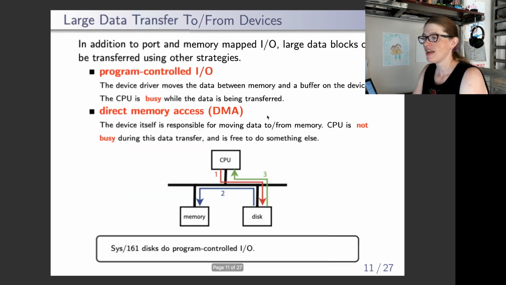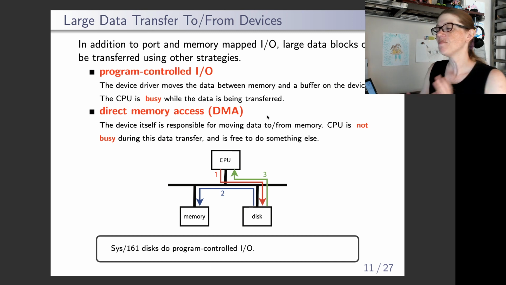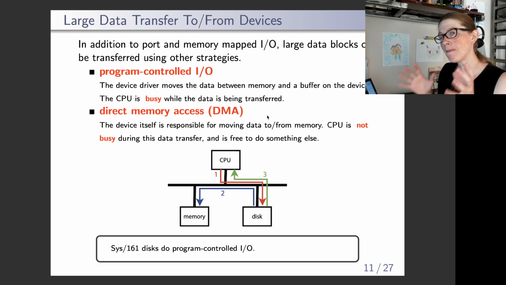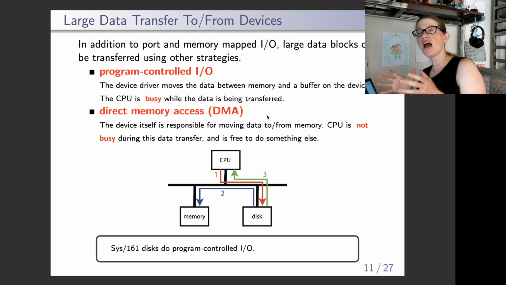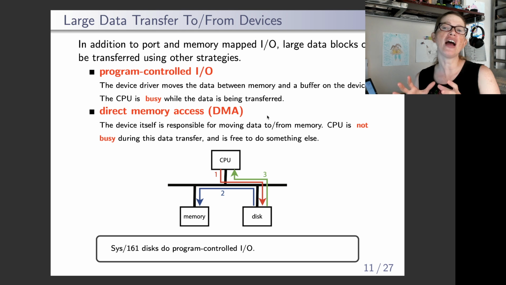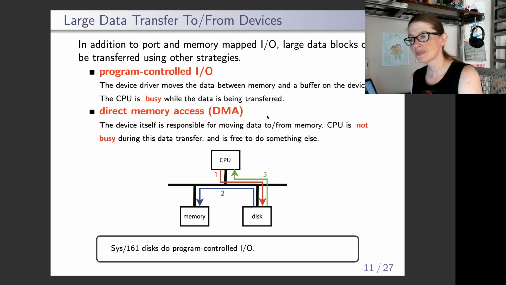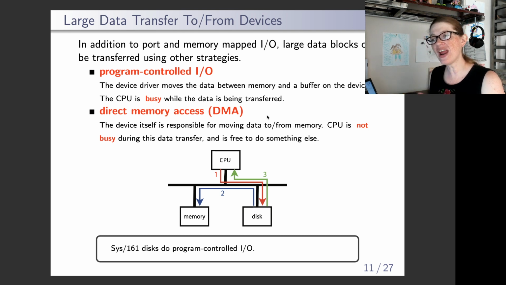All right. Now, what if I want to transfer something bigger? For example, maybe I am writing a large file to disk. Is there any other way that I could handle large data transfers? And the answer is yes. So we have a few different techniques for doing large data transfers. There's program controlled I/O, which is kind of what we've been doing. And then there's direct memory access.